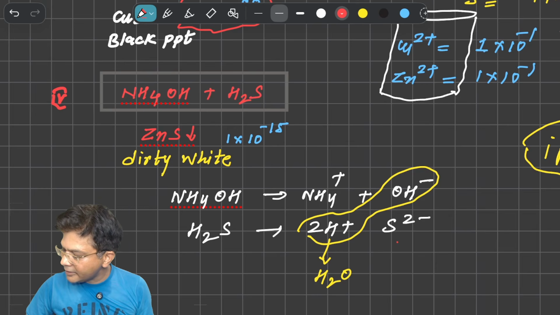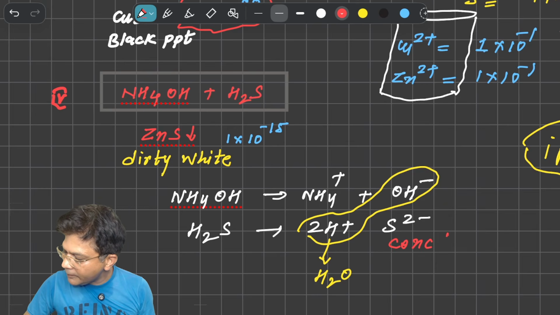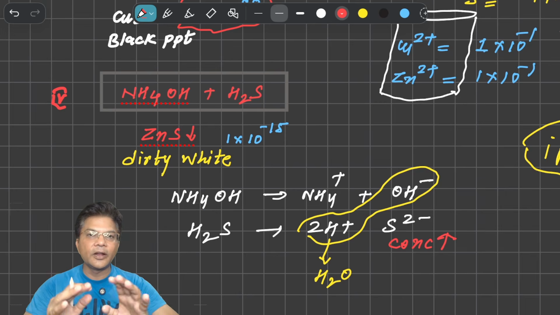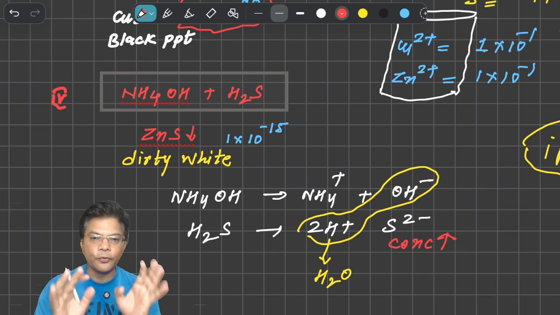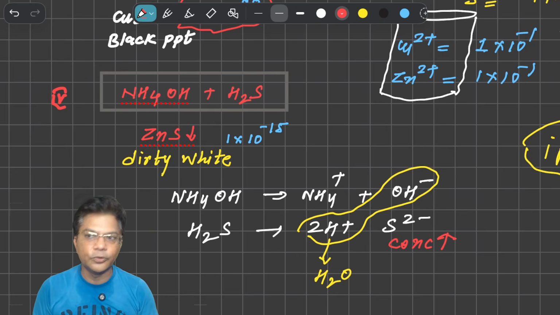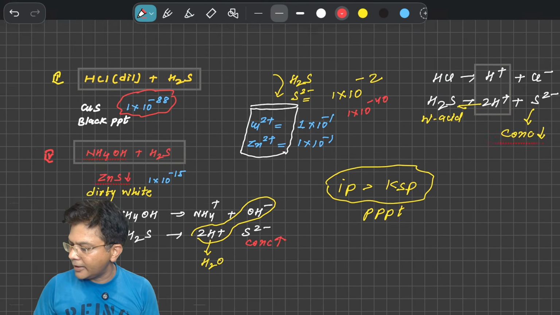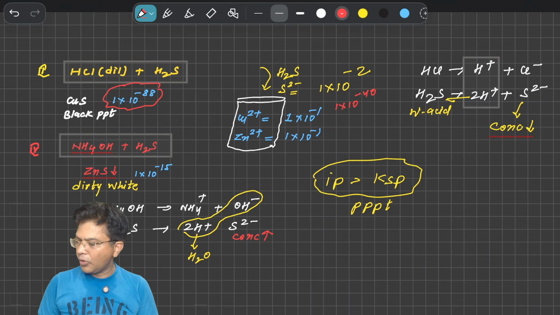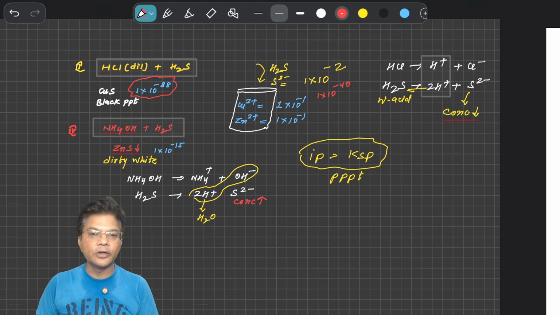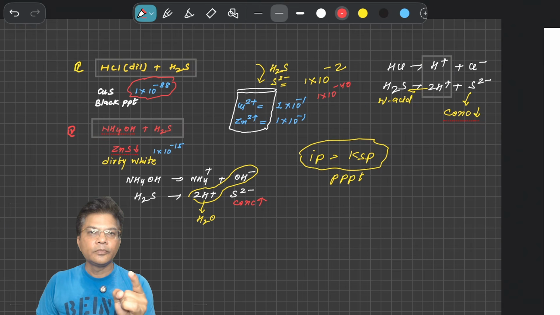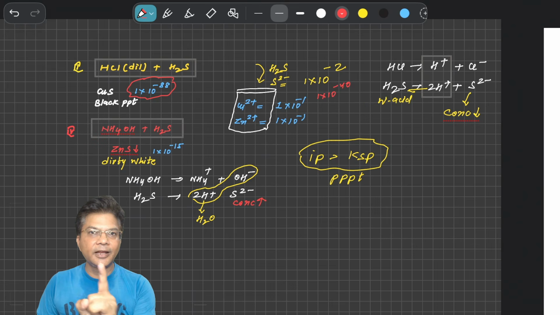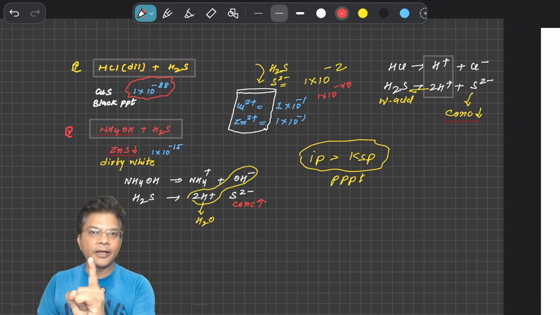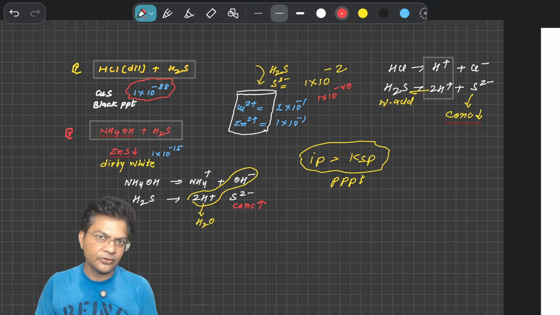So the sulfide concentration will keep on increasing, and I have told you that you need more sulfide for precipitation of the fourth group. These are the burning questions the examiner can ask. I hope everyone understood why the second group reagent is HCl and H2S, and why the fourth group reagent is ammonium hydroxide and then H2S gas. It makes sense.